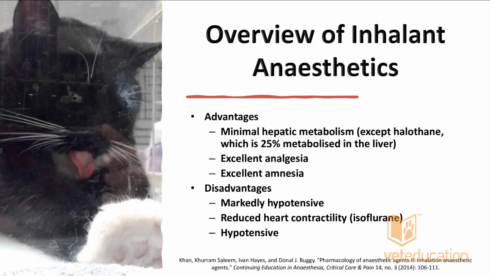And in most of these anesthetics, I will still use inhalant drugs because they do have some advantages. Most of these drugs have got minimal hepatic metabolism, except halothane, which is about 25% metabolized in the liver. But if you have a patient with liver disease, using a drug like isoflurane has some advantages.